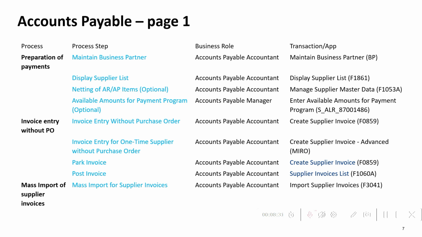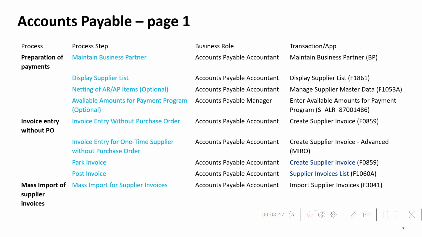So, these are all the preparation of payments. What exactly? What kind of transactions are we going to perform? At the business partner level, what kind of information? Display supplier list, netting of AR/AP open items.